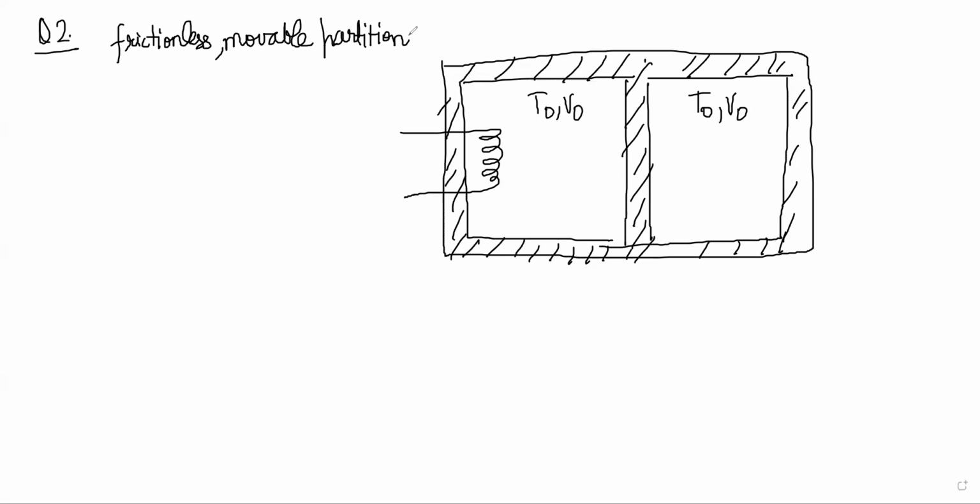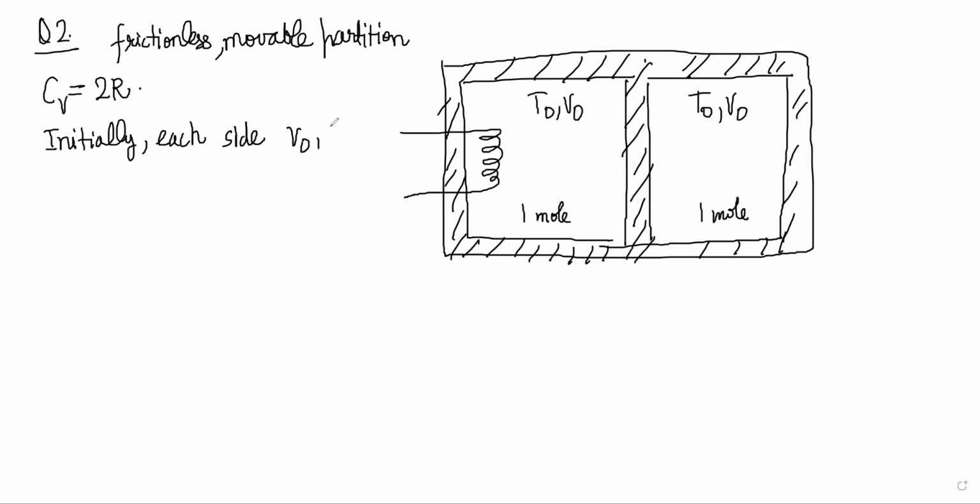On each side of the partition, there is 1 mole of an ideal gas with a specific heat at constant volume. This ideal gas has CV equal to 2R. Initially, each side has V naught and T naught volume and temperature.